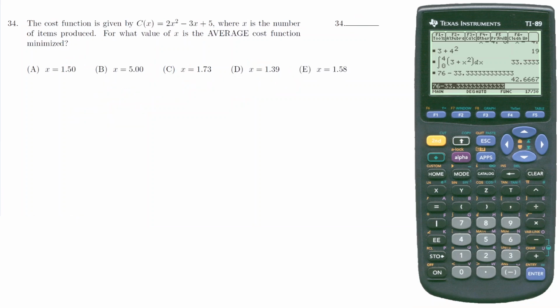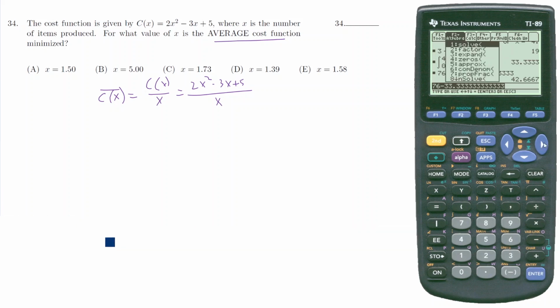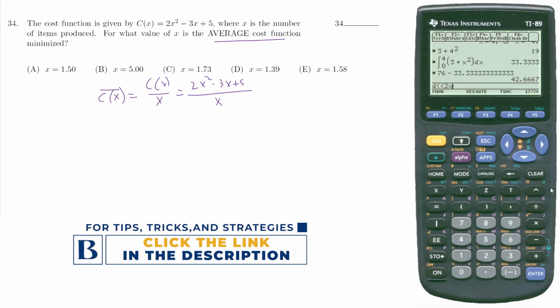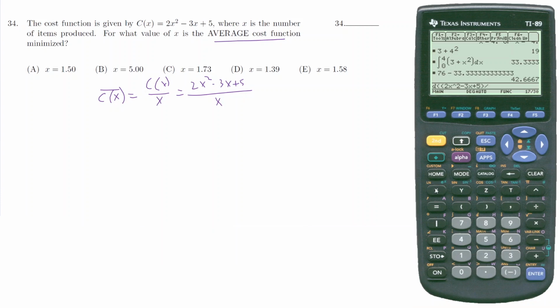The cost function, find the average cost function. Average cost function is C of x over x, which is just 2x squared minus 3x plus 5 over x. I have to find whenever it's minimized. So, in order to find that, first let's find the derivative of 2x squared minus 3x plus 5 divided by x, comma x. Boom. And now I have to solve this equals 0.